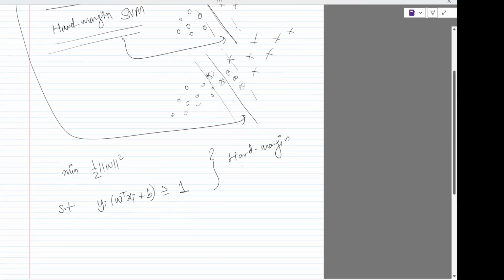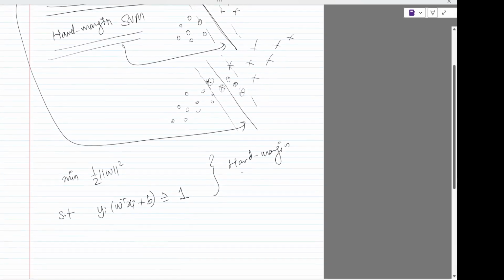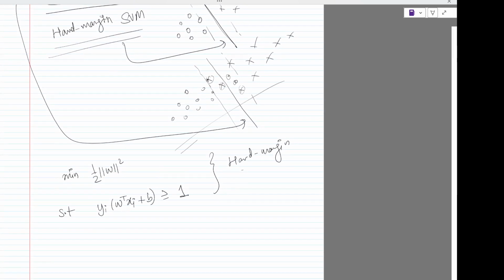So what will happen is, if your data is like this, you will never be able to find your w and b such that this constraint is satisfied. It is impossible, because if it is satisfied for this, it won't be satisfied for this. If it is satisfied for this, it won't be satisfied for that, because each class data point is kind of mixed, very close to each other, some points.